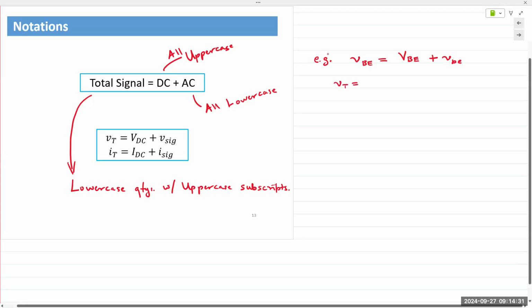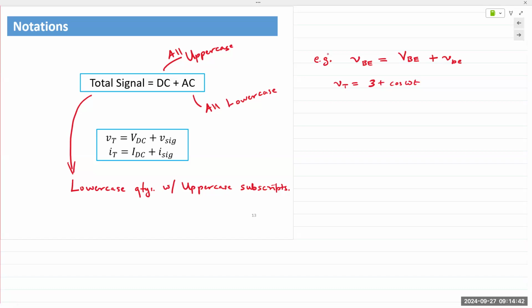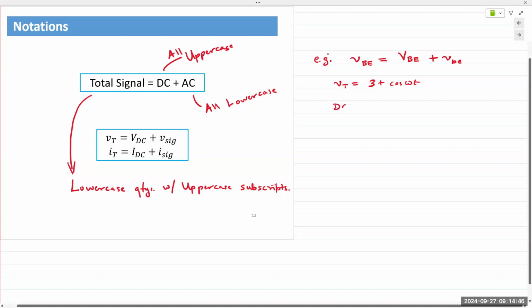Mathematically, an example that you could come across would be something like this. Let's say total voltage 3 plus cos omega t, perhaps. Okay. There are multiple components in a signal, broken down, summation. Anything that is a constant would be DC. Or actually, let me write it this way. This is DC, and anything that is a variable of time would be AC.